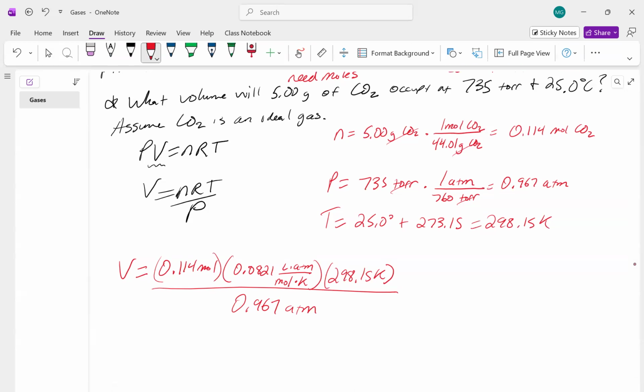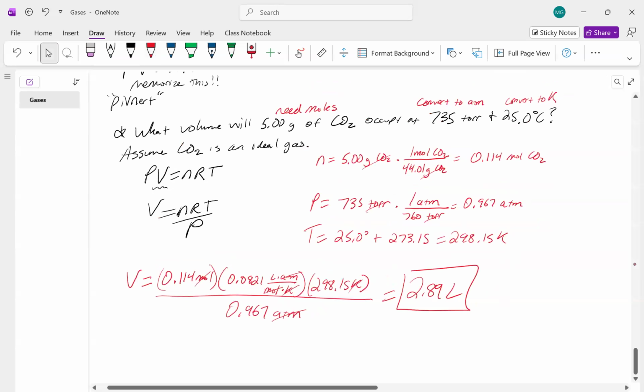And notice how my units cancel out. I got moles here, I got moles here at the bottom of a fraction. My temperature here cancels out with temperature at the bottom of a fraction. And then I have atmospheres at the top of a fraction and atmospheres at the bottom of a fraction. I'm left with volume. So throw this into my calculator, keep track of sig figs. That comes out to 2.89 liters.